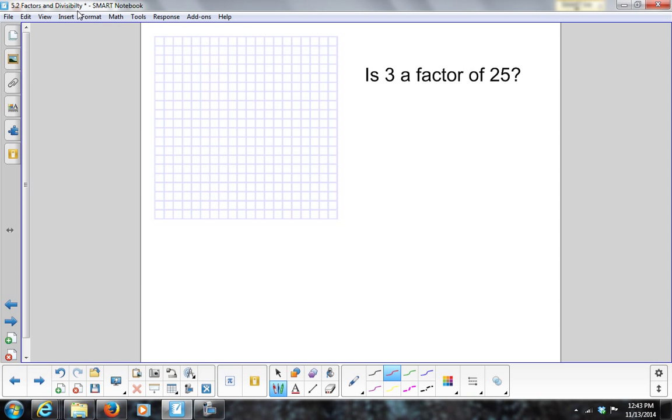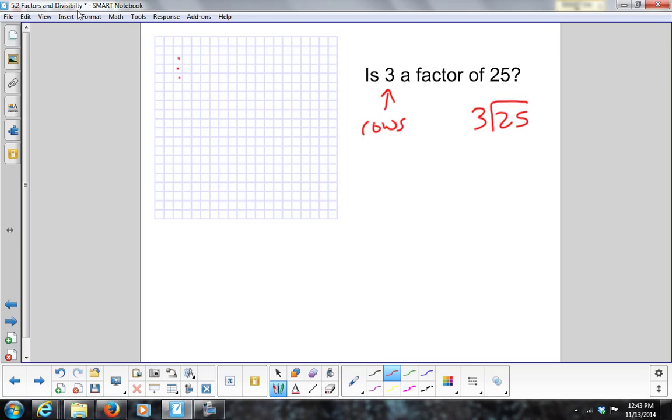Okay, now on this one, I want to find out if 3 is a factor of 25. Of course, I can divide. That's always an option. But I'm going to draw a picture. So here I got 3. This tells me how many rows, right? So I'm going to count 1, 2, 3.